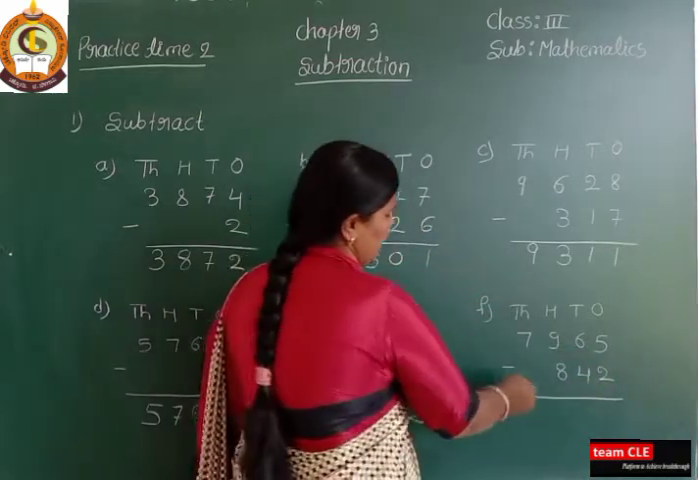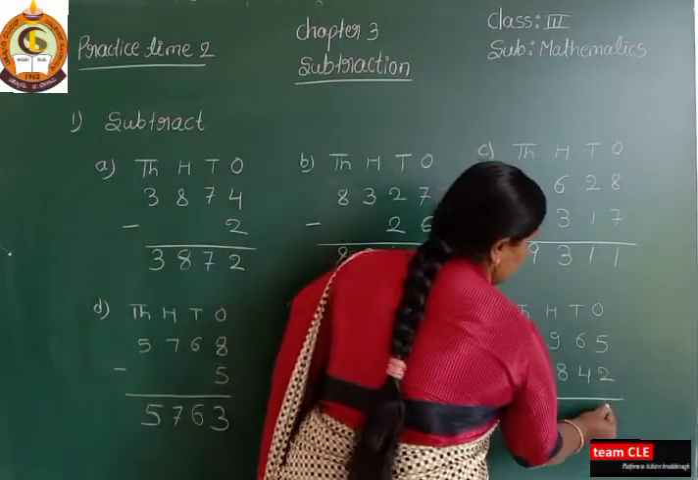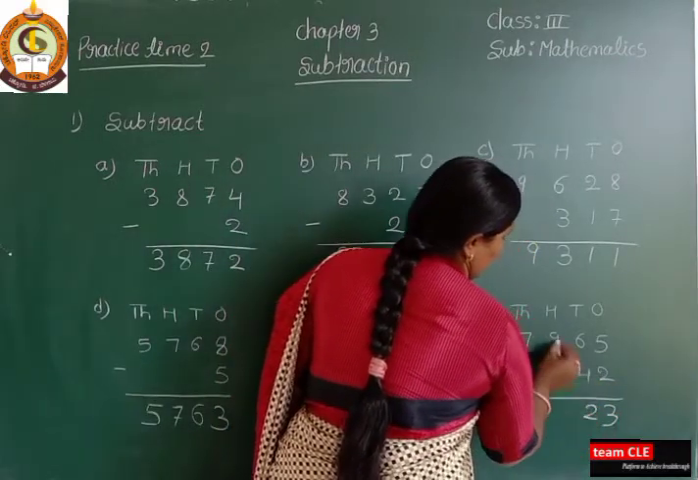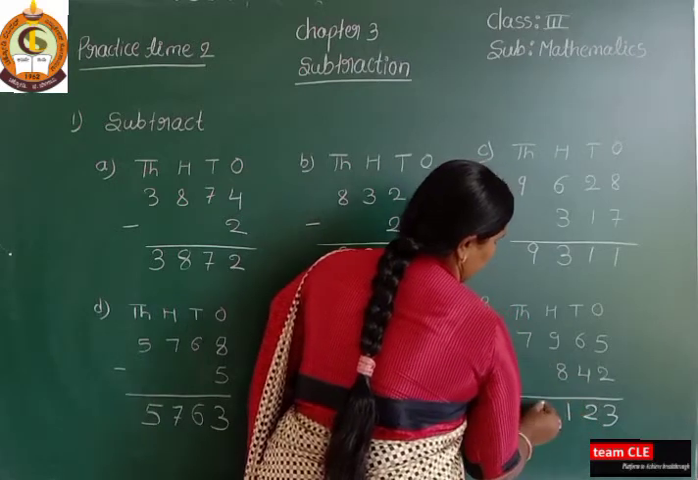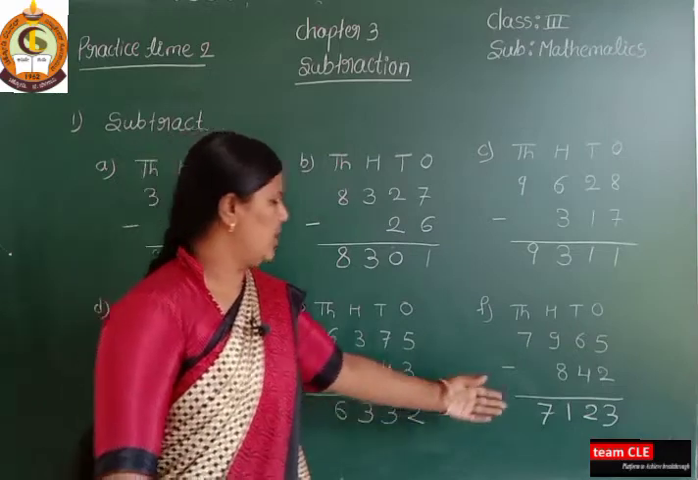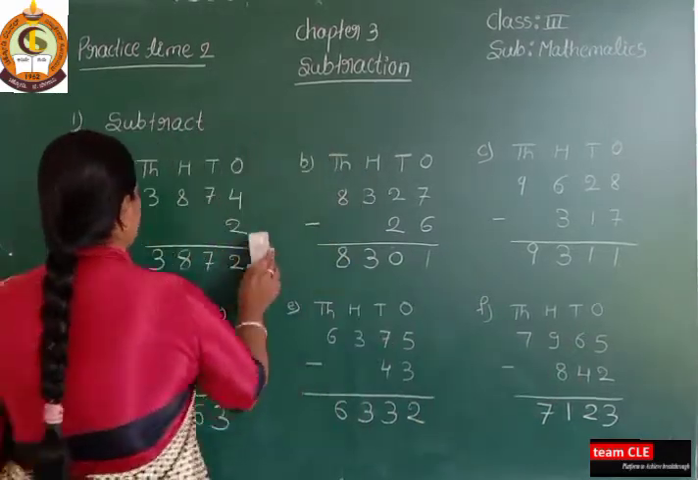7965 minus 842. 5 minus 2 is 3. 6 minus 4 is 2. 9 minus 8 is 1 and write here 7. That is 7123. Next, G1.